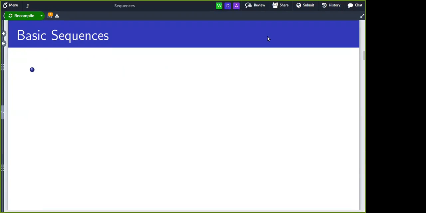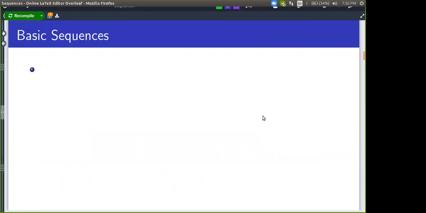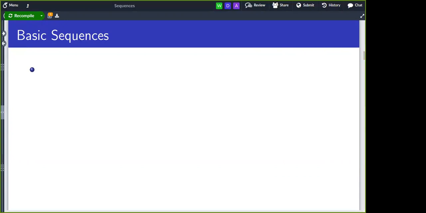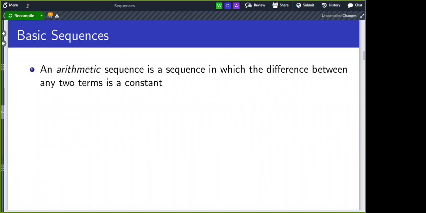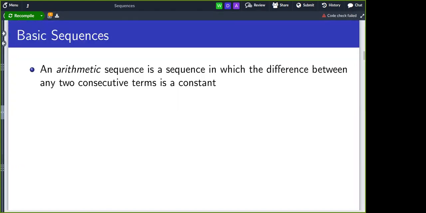The most basic sequences with a lot of structure are arithmetic and geometric sequences. So just some refresher on the definitions. An arithmetic sequence is a sequence in which the difference between any two consecutive terms is a constant. And so we can write the terms of an arithmetic sequence in terms of the first term and the common difference.